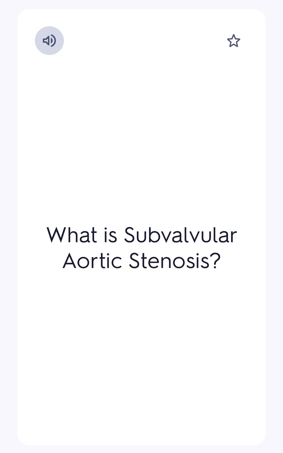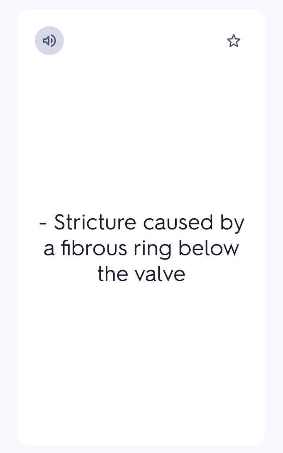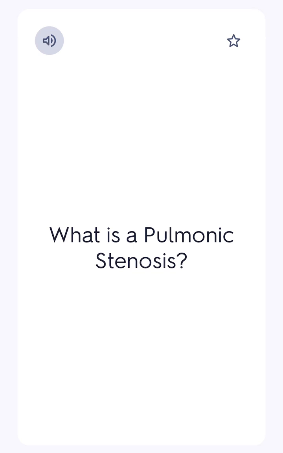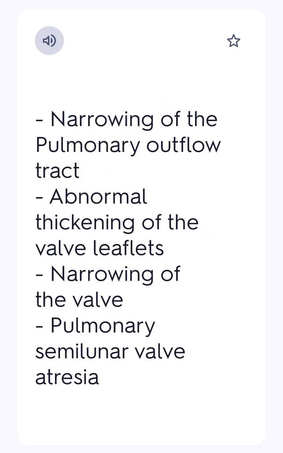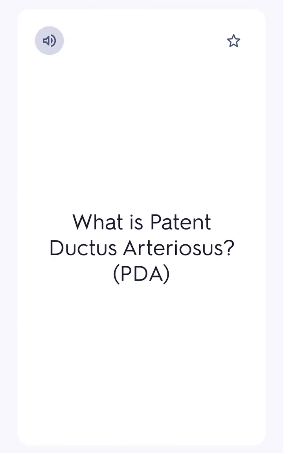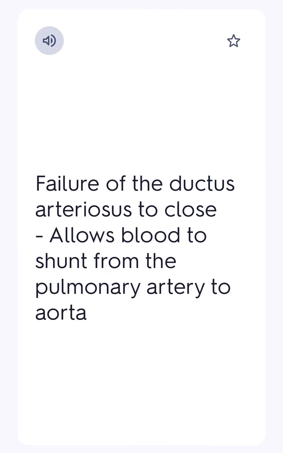What is subvalvular aortic stenosis? Stricture caused by a fibrous ring below the valve. What is pulmonic stenosis? Narrowing of the pulmonary outflow tract, abnormal thickening of the valve leaflets, narrowing of the valve, pulmonary semilunar valve atresia. What is patent ductus arteriosus? Failure of the ductus arteriosus to close, allows blood to shunt from the pulmonary artery to the aorta.